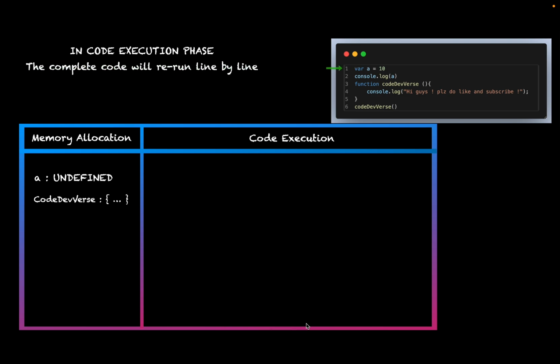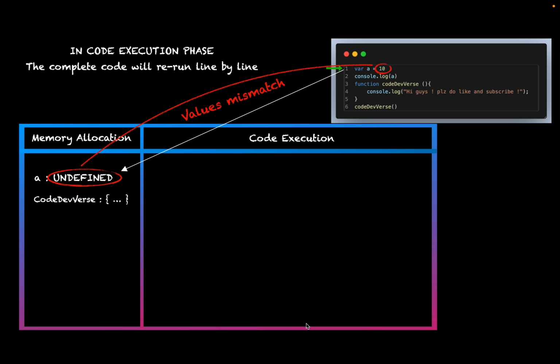So now the code again gets back to line number 1, and here it sees that okay, we have already registered a variable a, but now the value in front of a, the value in program and the value in memory allocation phase, they both are different, as you can see over here. So JavaScript will say that okay, it's a value mismatch. The developer is saying that the value is 10 and I have kept the value as undefined. So it will update this undefined value with the actual value which is given by the developer. Okay, so now the value of a is 10.